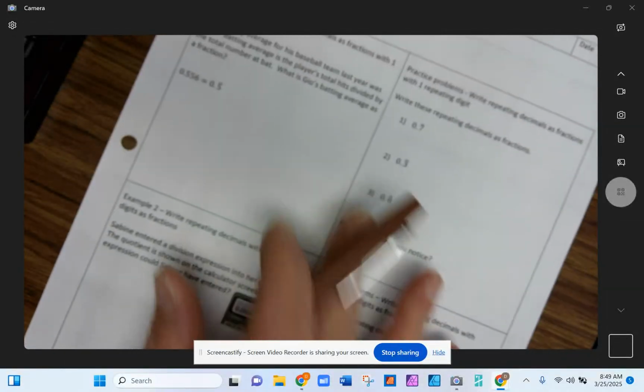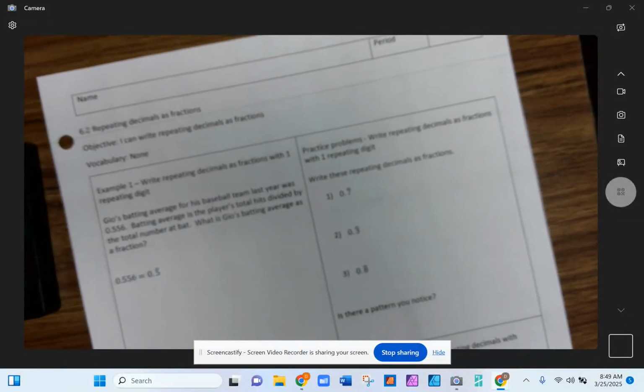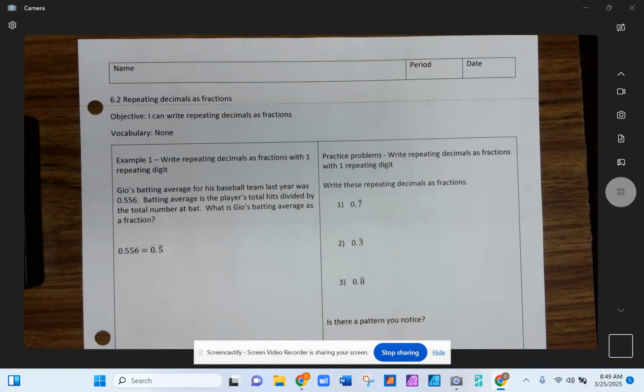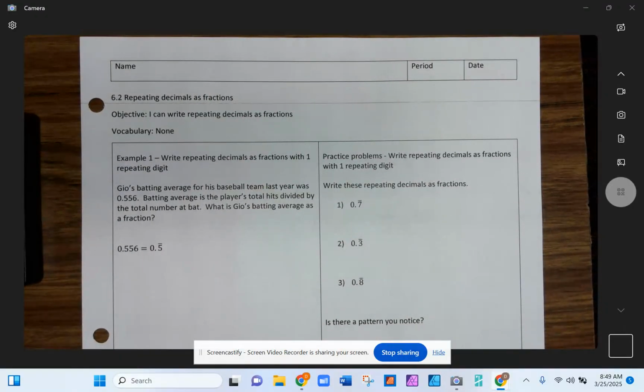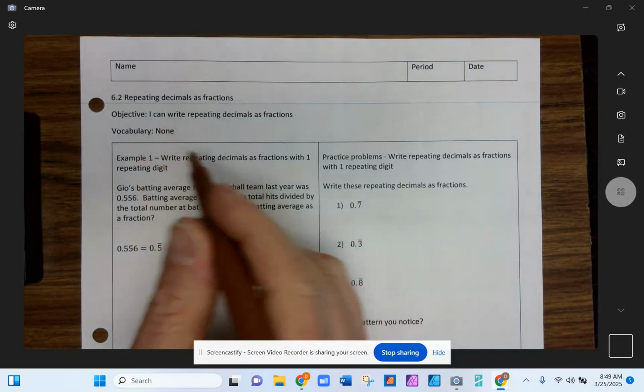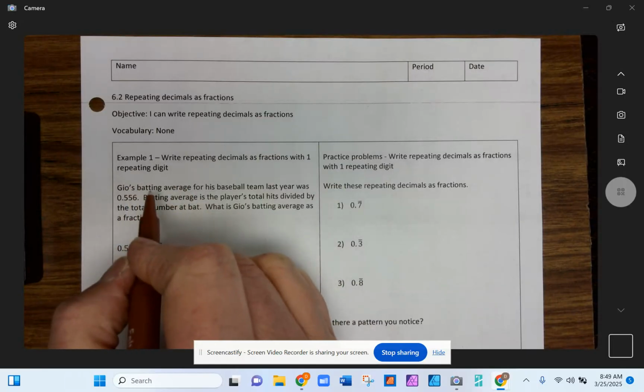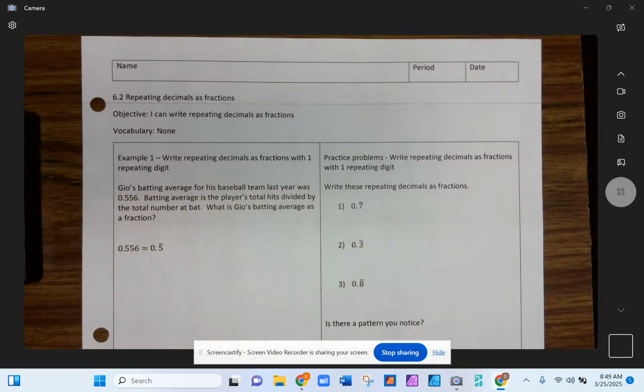Okay, folks, we're talking about the second concept here in our grab bag chapter at the end of the year. This is where we're talking about repeating decimals as fractions. So really no new vocabulary here. Our objective is: I can write repeating decimals as fractions. So I've got a word problem here.